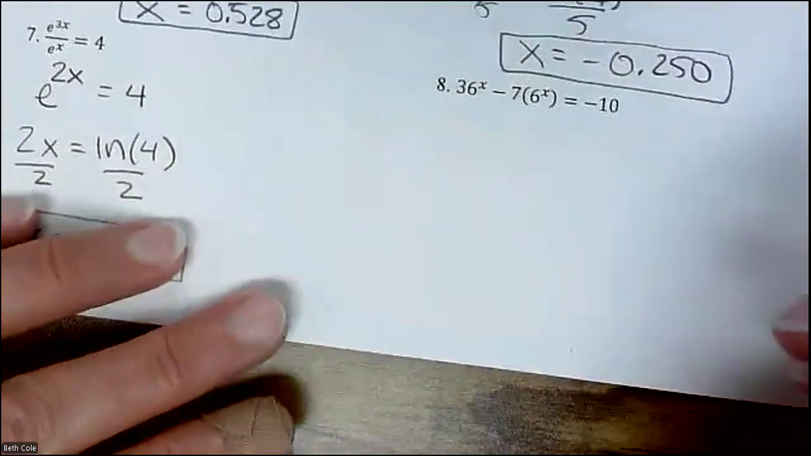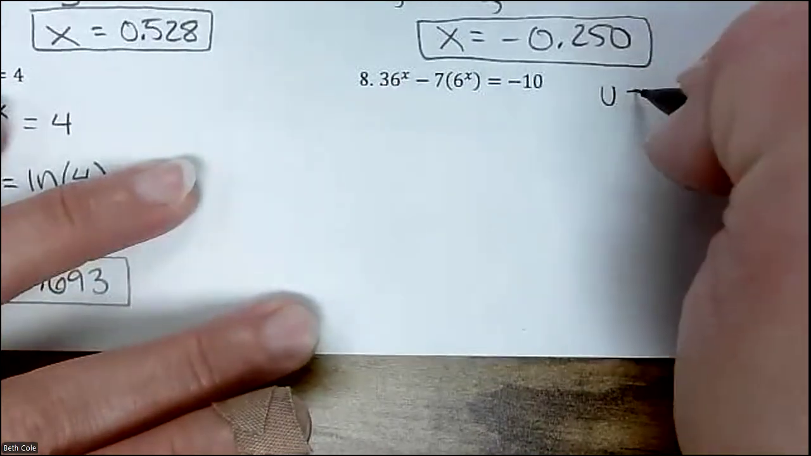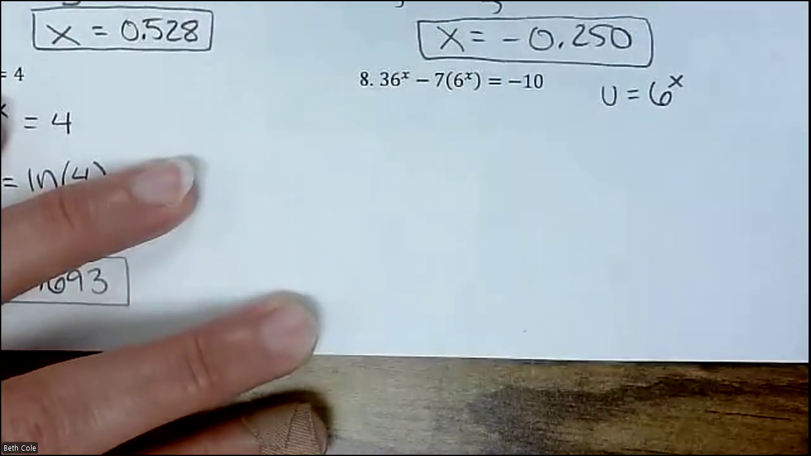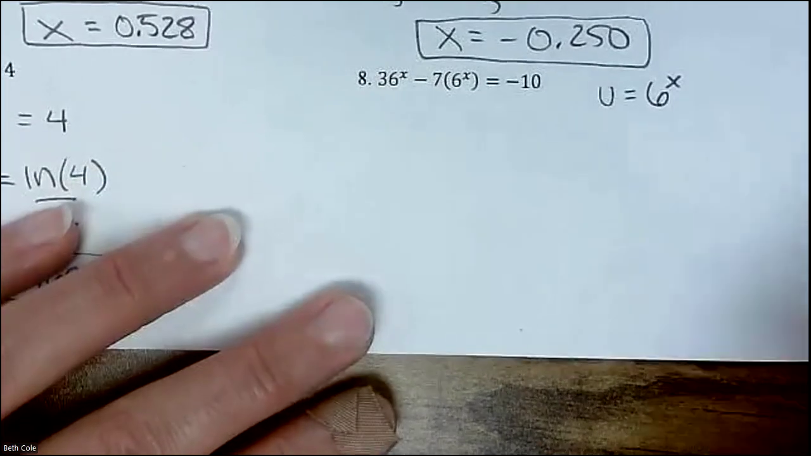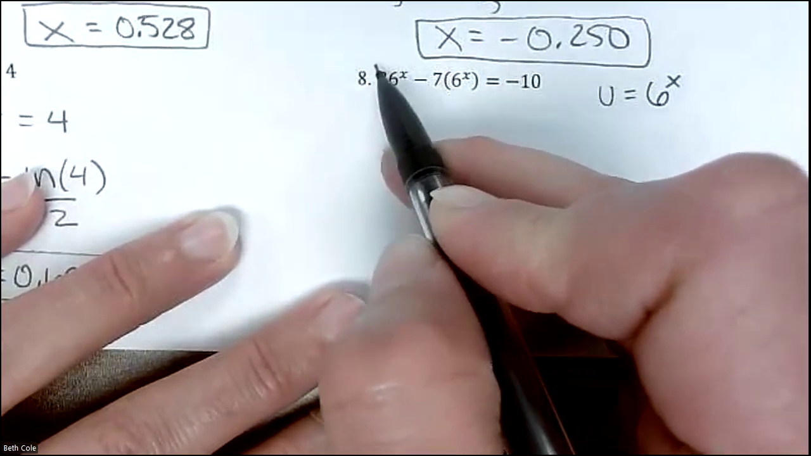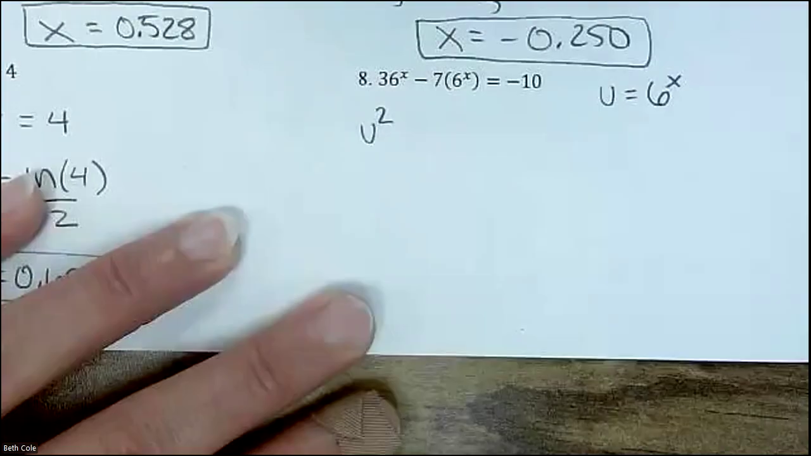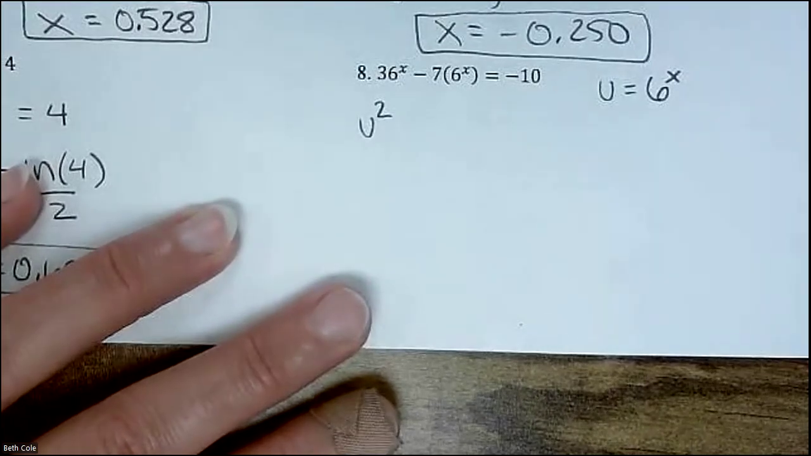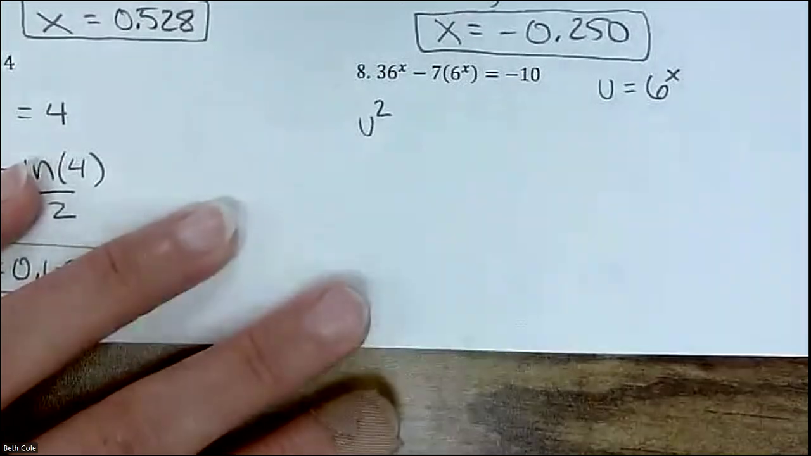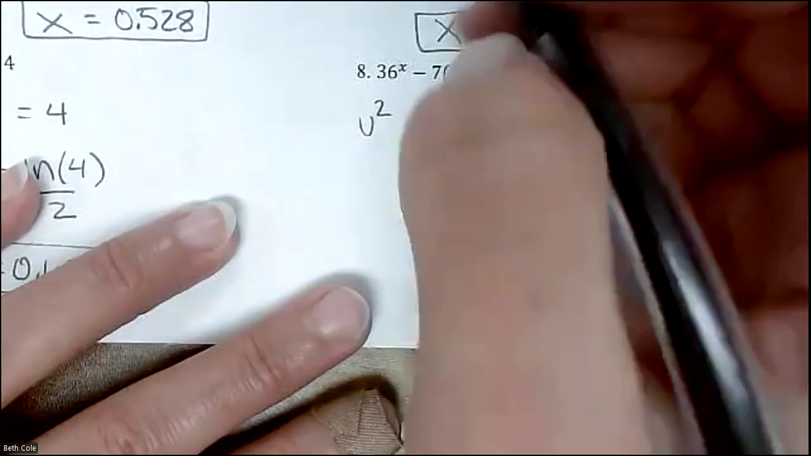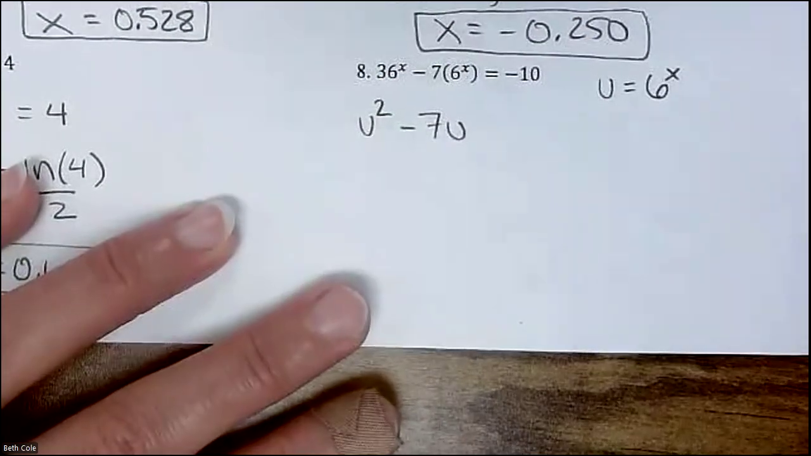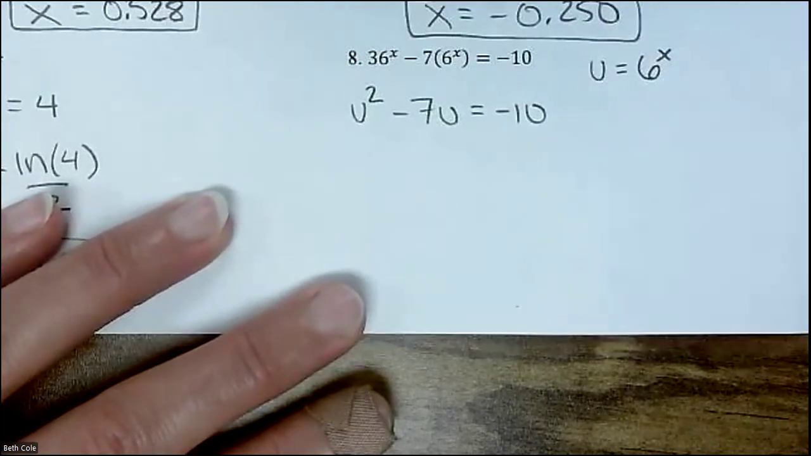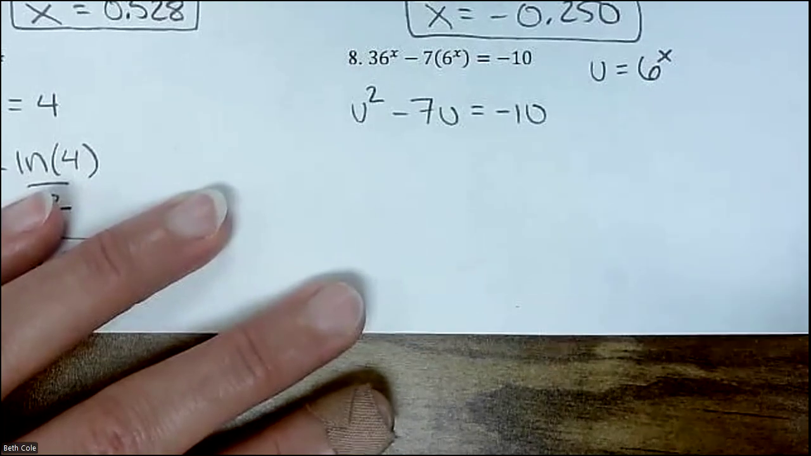Okay, so looking at this one, you kind of let your instincts kick in. You want to let U equal the 6 to the x part. In other words, the complicated part. Now, when we go to substitute, this first term is going to be u squared. Let that marinate for a second. Why is it u squared? 6 squared is 36. Okay, thank you. Minus 7u equals negative 10. And then the whole point is that is a much less complicated problem.